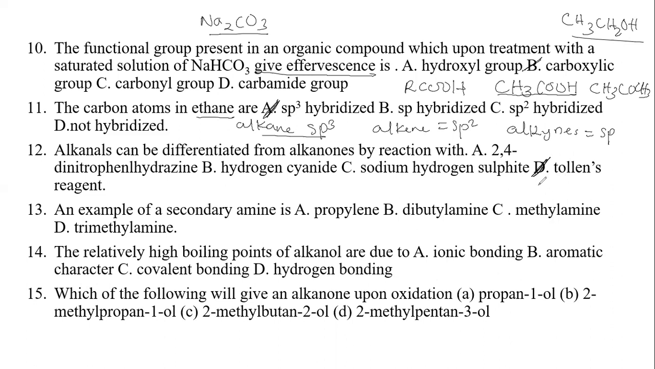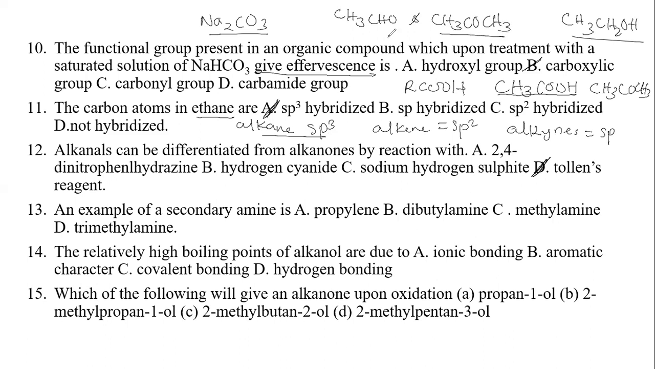So Tollens reagent will give positive tests with alkanal. Okay, so alkanals will react with Tollens reagent or Fehling's solution. So Fehling's solution will be used to differentiate something like ethanal from propanone.